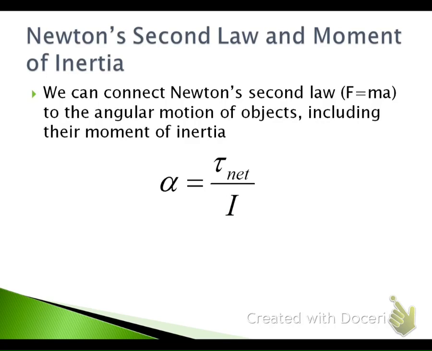Okay, what were our units again for angular acceleration? Radians per second squared. So for our alpha, or our angular acceleration, the units should be radians per second squared.